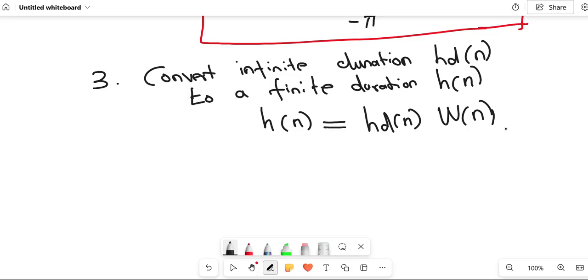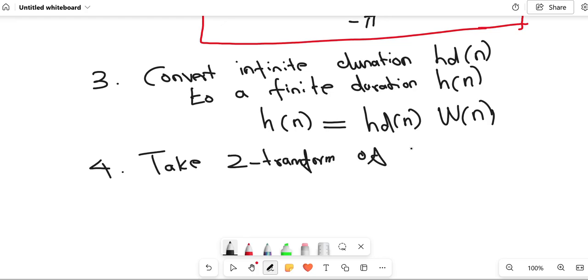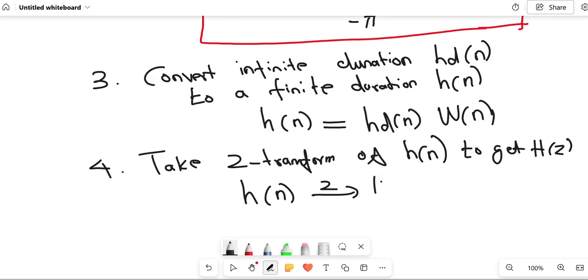Then the fourth step: take the Z transform of h(n) to get H(z). So, take the Z transform of h(n) to get H(z), which is the system function of the digital filter.